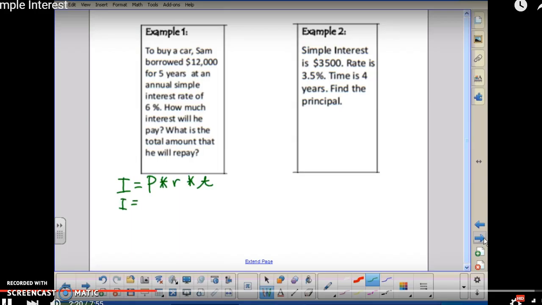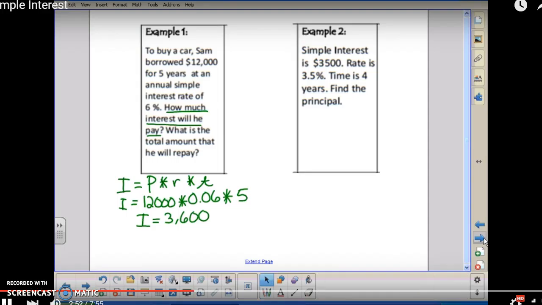So in this case, we don't know the I, but we know the principal is $12,000. We know the interest rate is 0.06 as a decimal, and the time is 5 years. So we're going to multiply that by 5. So then we'll put that into our calculator to figure out how much interest is going to be paid total. So I is going to equal $3,600. So that's the first answer to the question. How much interest will he pay? He will pay $3,600 in interest.